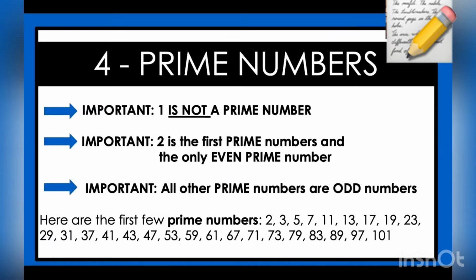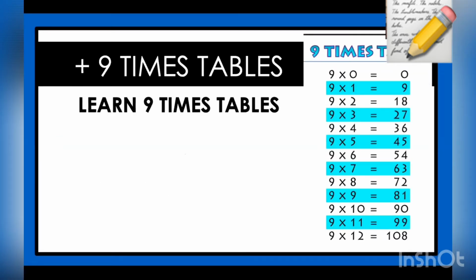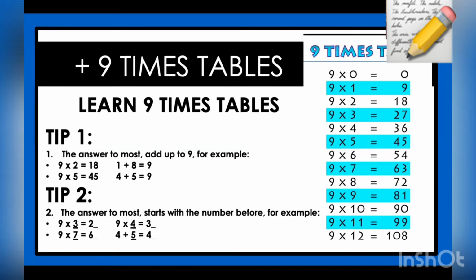Then we had our prime numbers. Remember, 1 is not a prime number, and remember, number 2 is a prime number, the very first prime number, and it's the only even prime number. All the other prime numbers are odd numbers, and there's a few examples that we talked about in the lesson on Tuesday. And finally, our 9 times tables, which we gave 2 tips on how to remember. We're going to ask a few questions on the 9 times tables too.